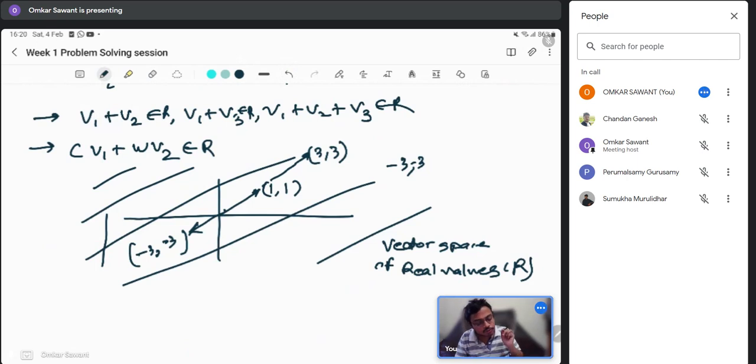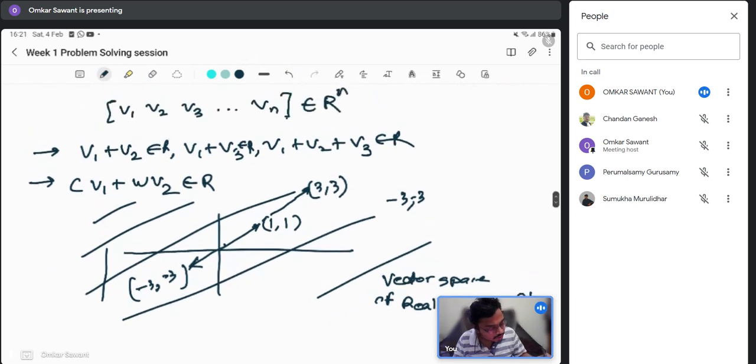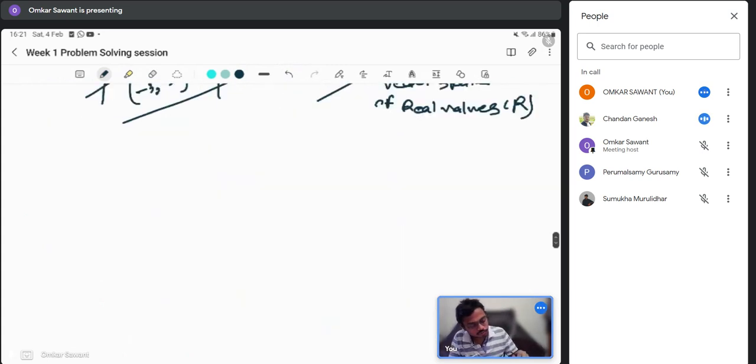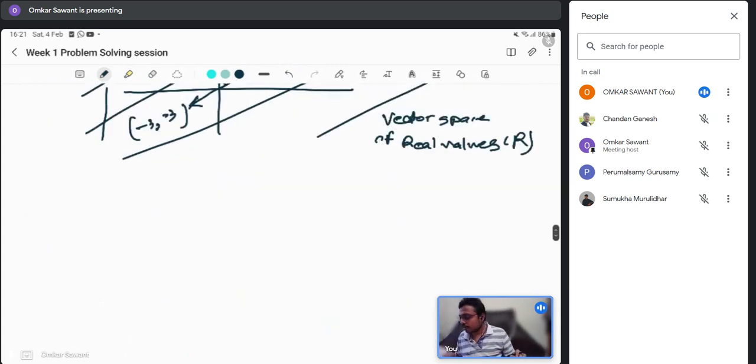If this belongs to the vector space, addition and scalar linear combinations also belong to our vector space R, then all vectors are in the vector space R. Okay. So we will understand column spaces and row spaces with the help of an example, because it will be very clear with the example.